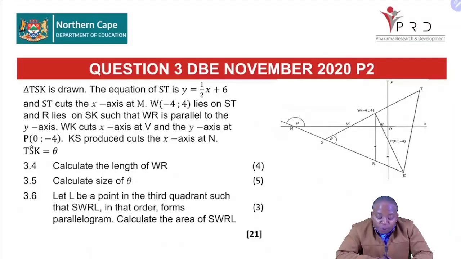Now, grade 12, we have from 3.4 now to 3.6. For these questions, you are given another 10 minutes to complete these 3 questions. Your 10 minutes starts now.